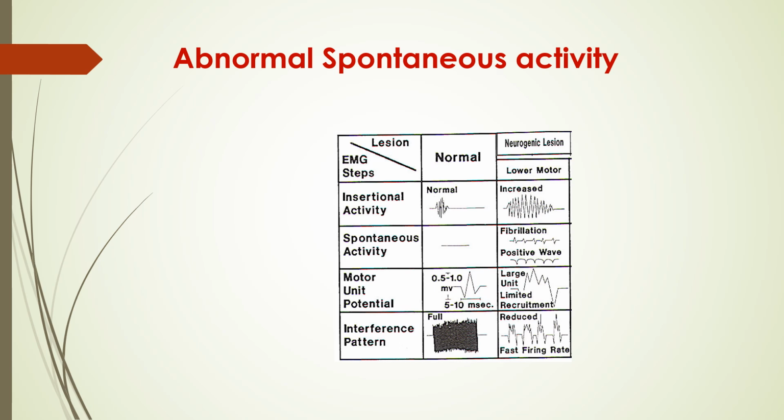This is of course confusing. Just a slide to take care of all this confusion. So in normal muscle, insertional activity is normal like this. In injured muscle, it is increased. Spontaneous activity is none in normal; fibrillation or positive shaft waves in injured muscle. Motor unit action potential is classical in normal muscle, but extended in a neurogenic lesion. Interference pattern will be full in a normal muscle, but reduced, with faster firing rate, in an injured or a recovering muscle.